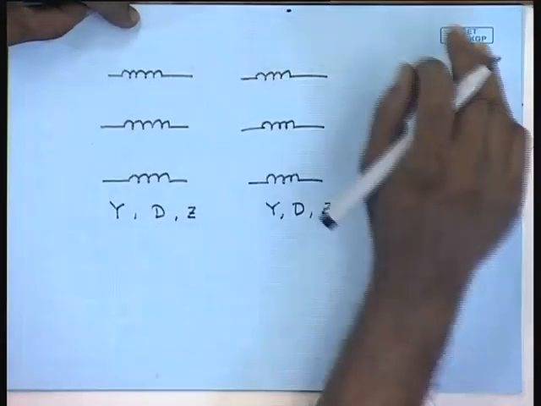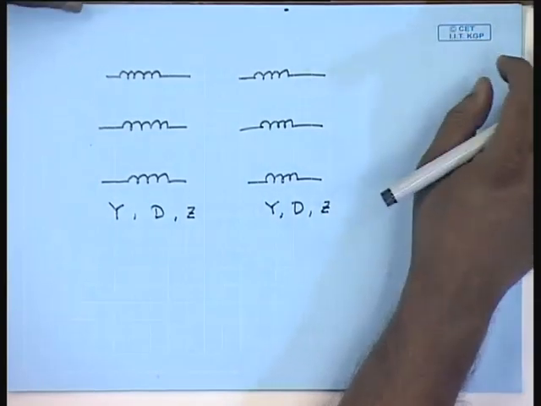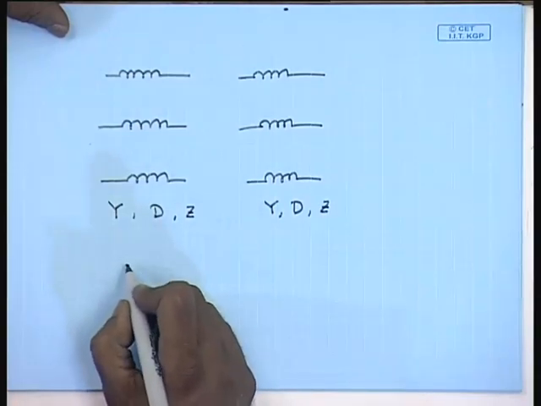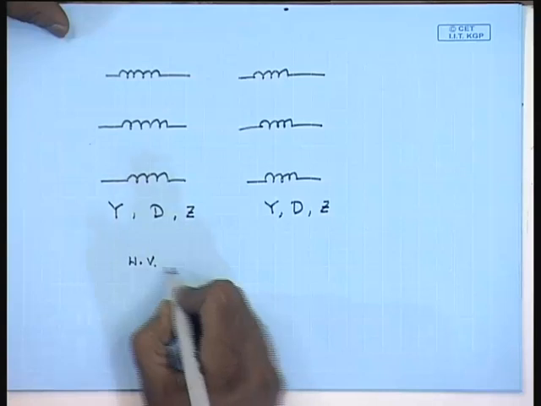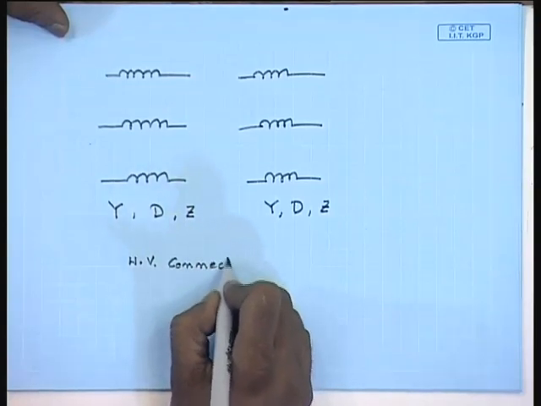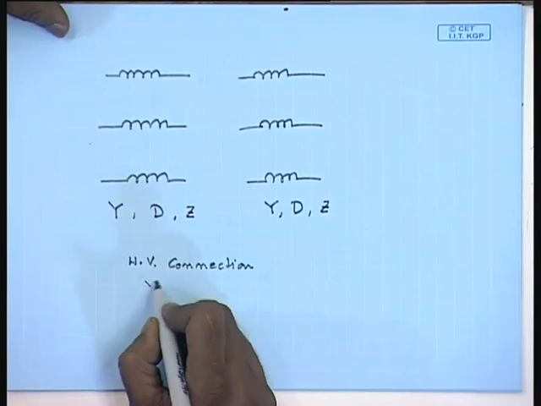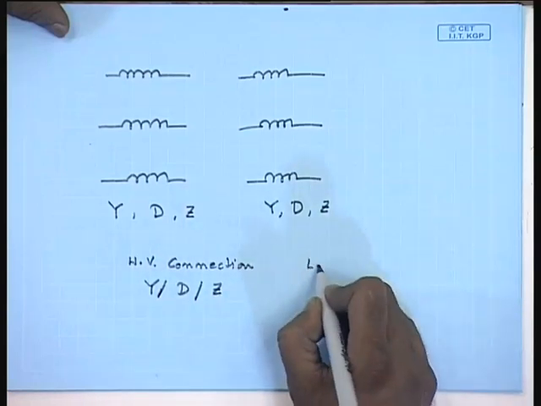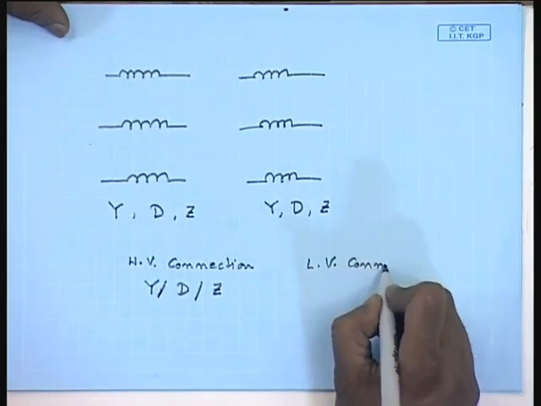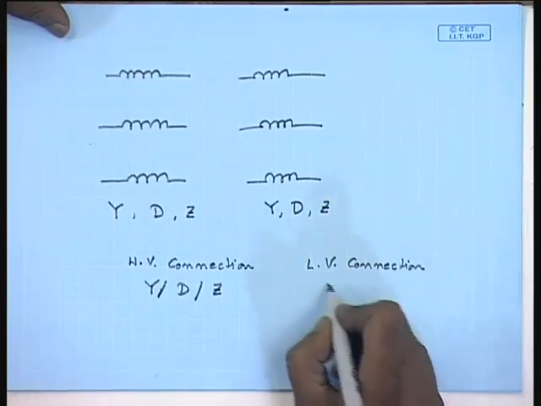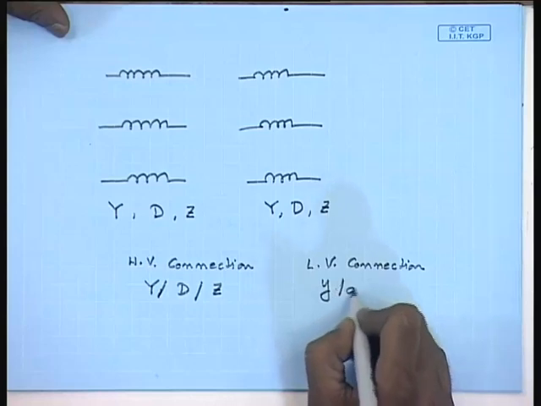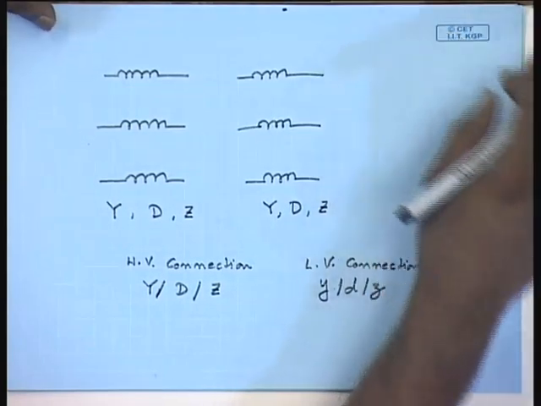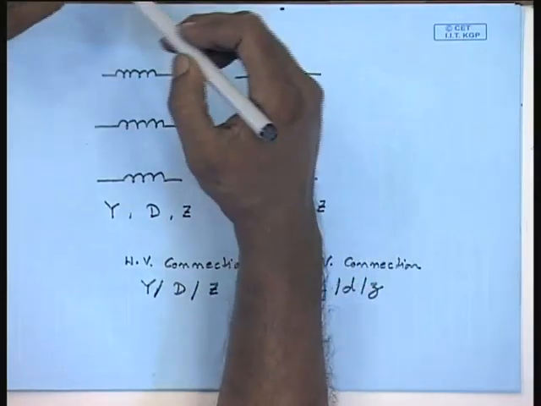So, in order to completely specify the transformer winding connection, we have to mention the high voltage connection, whether it is star, delta or zigzag. Similarly, the LV connection, whether it is star, delta or zigzag. However, that is not sufficient.